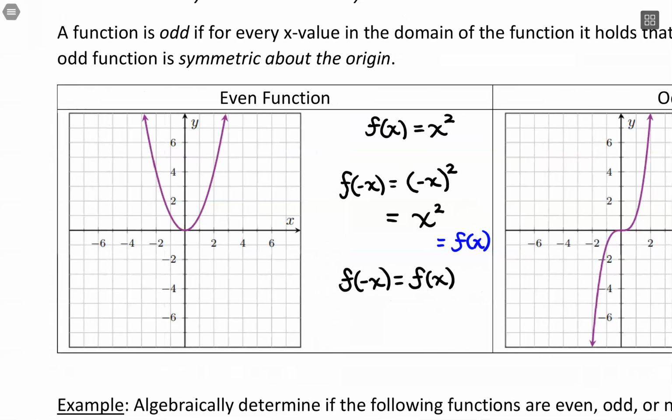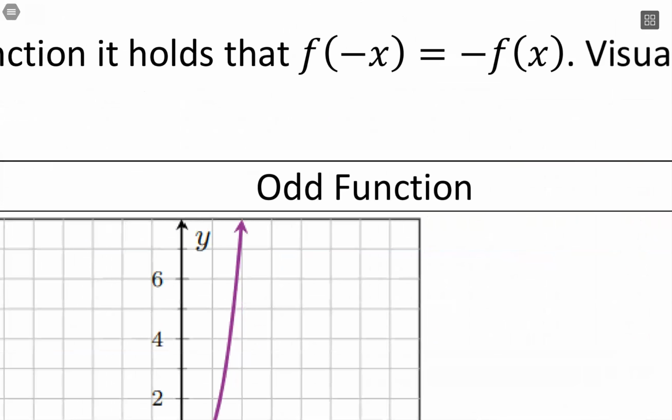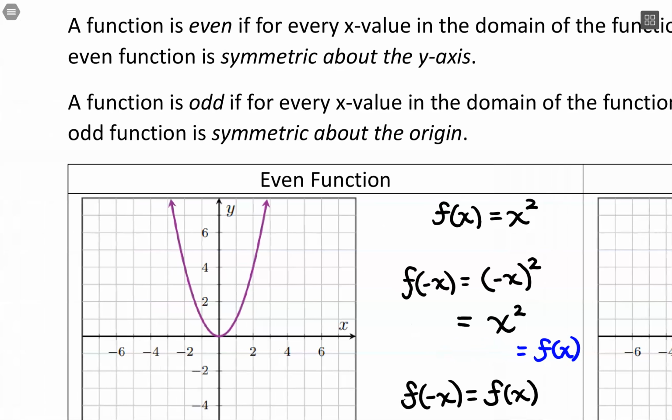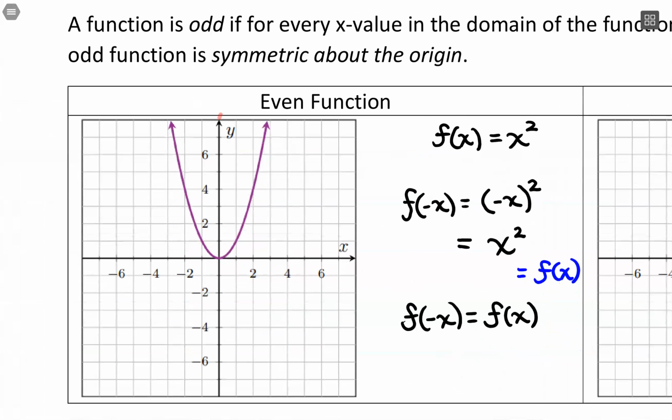Now, odd functions: if you plug in negative x into the function, what should happen is it should be the same as negative 1 times your original function. So we'll look at that. Graphically, it's symmetric about the origin. What that means is, where the even function only dealt with the y-axis, to be symmetric about the origin, we're going to use the y-axis and the x-axis.